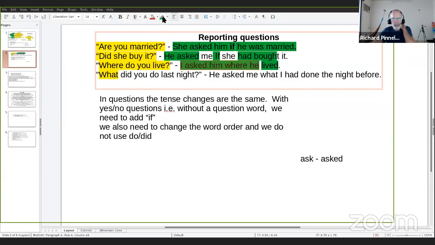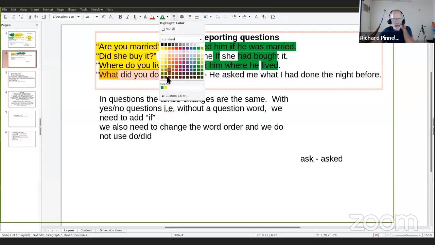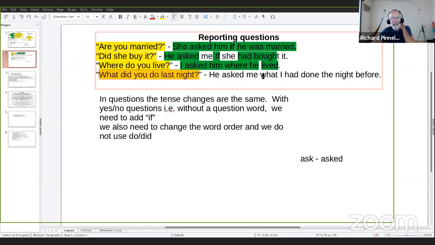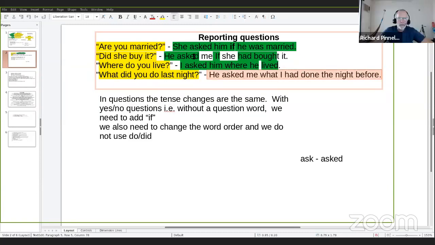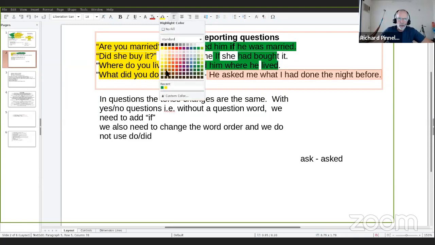And finally, the last example, what did you do last night? Another question with a question word. He asked me what I had done the night before. So again, this is a question in the past. Here we're using the past perfect, but we're not using the question form. And also we're changing last night to the night before, a time change. So a lot of changes in the questions.